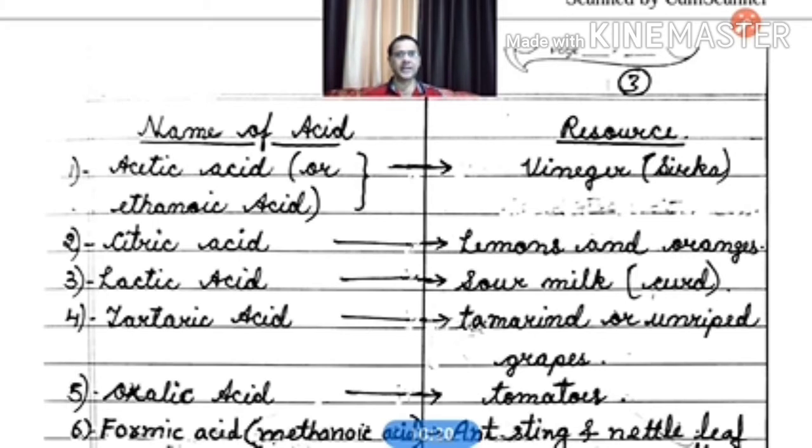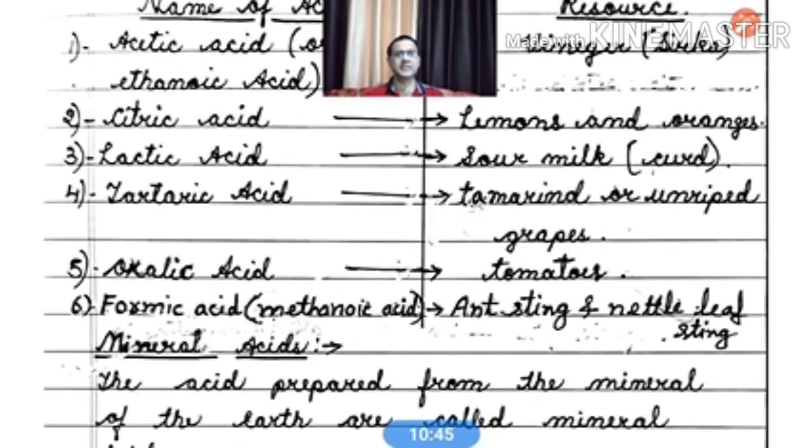Second, citric acid, that is available in lemons and oranges. So that is also edible. Lemons and oranges we normally have. Lactic acid, that is present in sour milk, खट्टा दूध, also present in curd, dahi. Tartaric acid, that is present in tamarind, imli, or unripe grapes, कच्चे अंगूर. Now oxalic acid. Oxalic acid is present in tomatoes, and formic acid, also known as methanoic acid, is present in the ant sting.